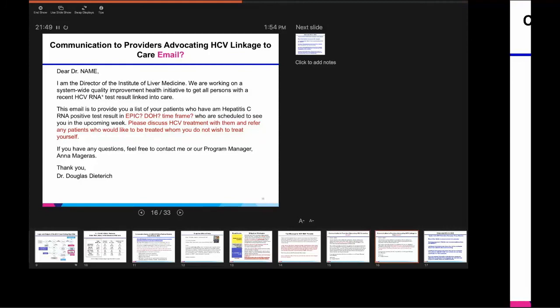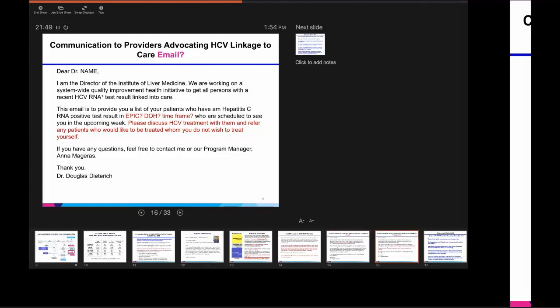So besides the screening, we also want to have a communication about linkage to care. It provides you with a list of your patients who have a Hep C positive test result. And then this gets into some of the other questions, like only in Epic, what if the data came to us from the Department of Health, and over what time frame does this need to be a positive test?